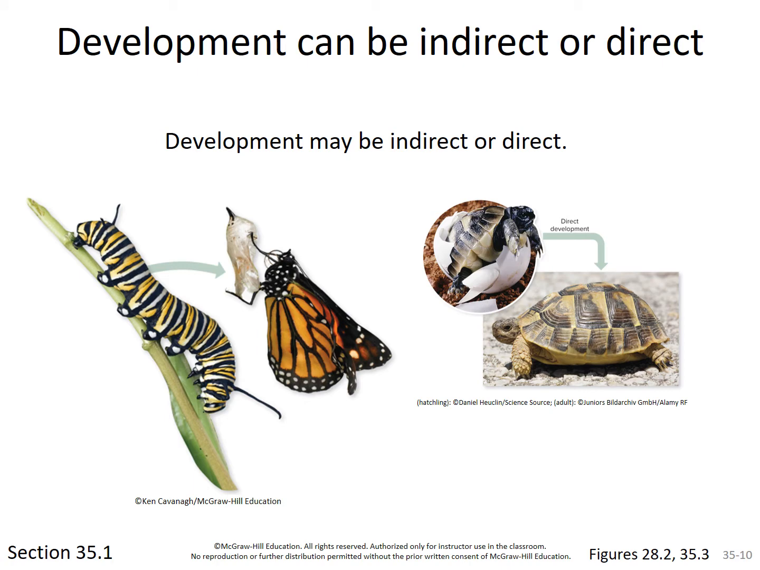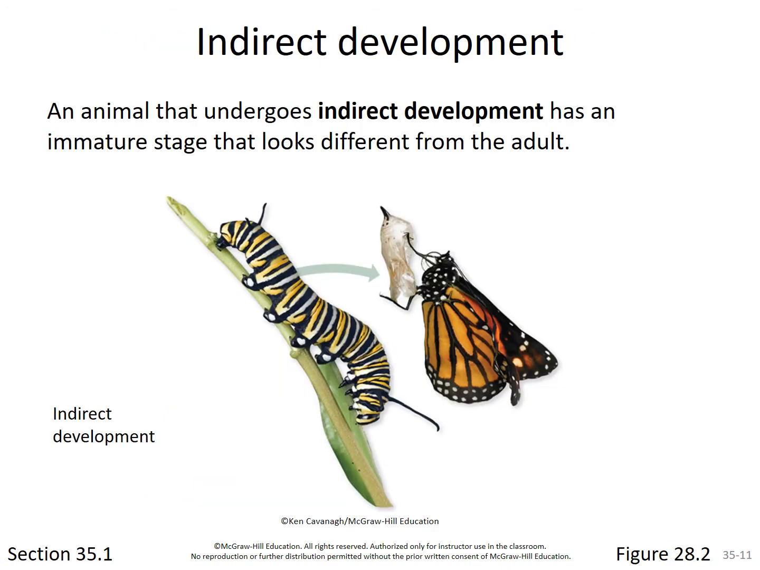Now, development can be what's called direct or indirect. An animal that undergoes indirect development has an immature stage that looks very different from the adult. So caterpillar to a butterfly is a great example. Tadpole to a frog would be another great example. So these would be examples of indirect development.